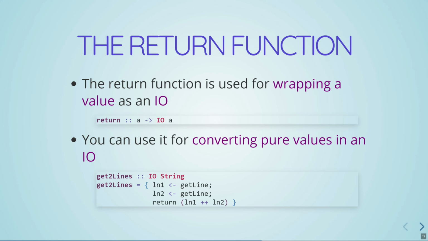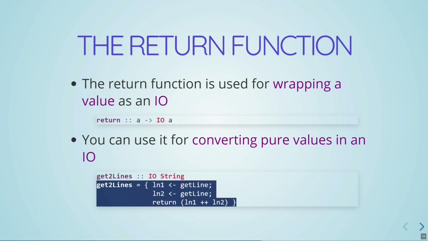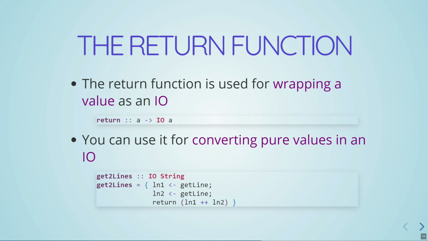Okay, so what return is going to do is take just the string value and make it into an IO. And that way we have this one function for getting 2 lines that returns an IO value. This way we've made our own IO function.